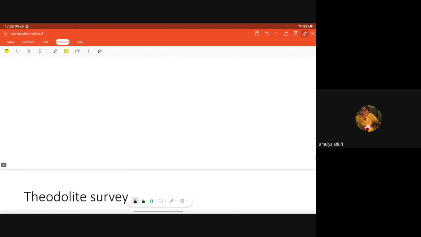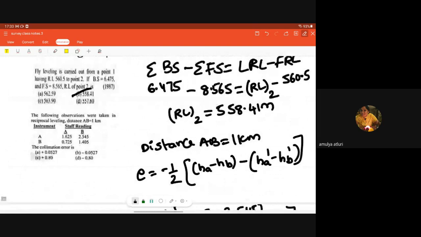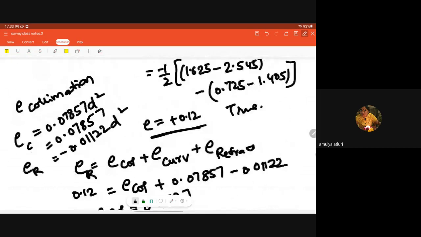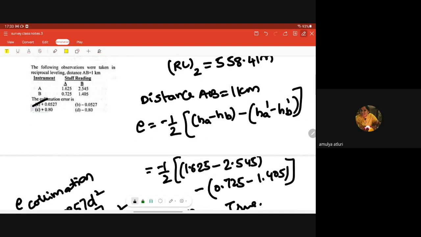So these are two previous GATE problems we have dealt with. Mostly this model they will ask. So what is the final answer? 0.0527, and it's a plus value, right? This is your collimation error.